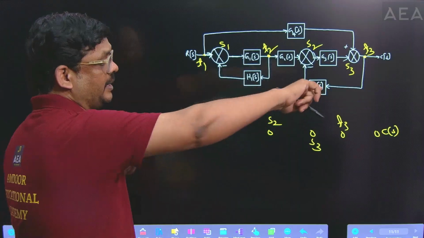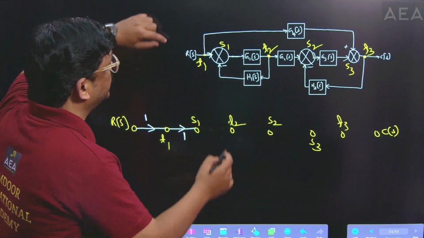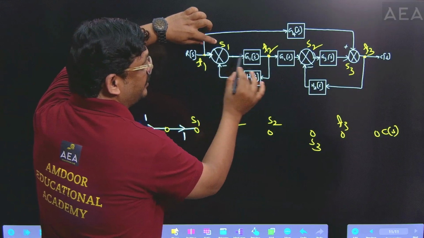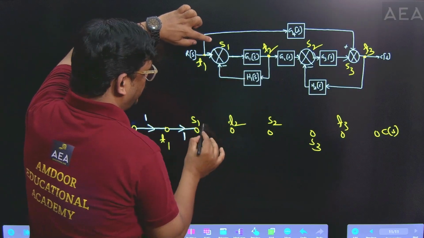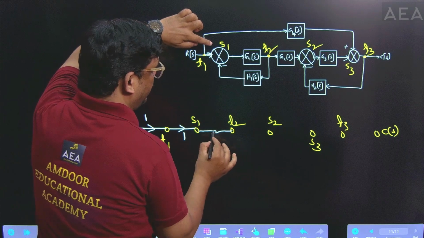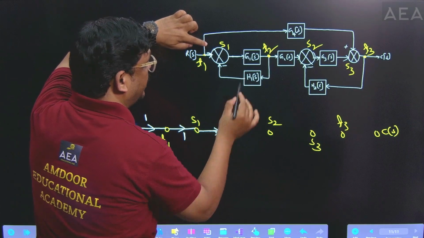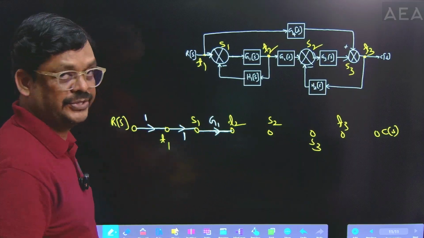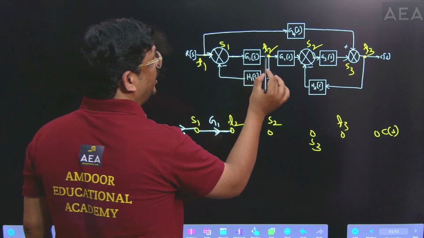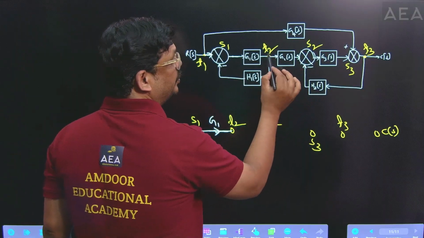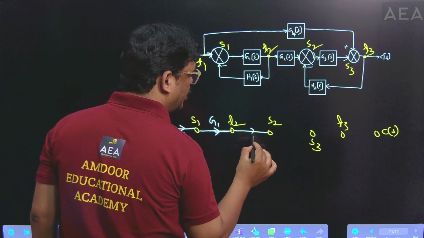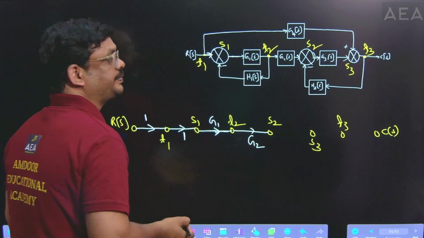First of all, draw the complete forward path. Summing point 1 to takeoff point 2, it has one block gain. Just observe these two here, S1 to T2. So S1 to T2 it has a block gain, so draw one arrow mark like this. What is the gain here? G1 of S, right? G1 of S. Similarly, takeoff point 2 to S2, T2 to S2, one more gain is defined.